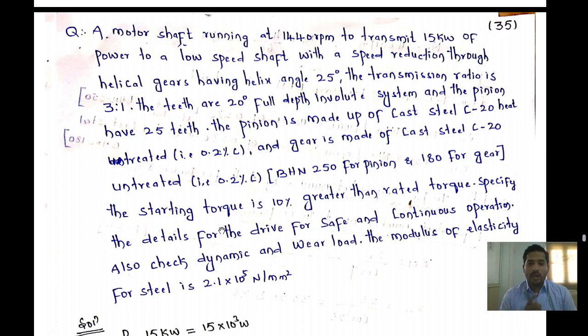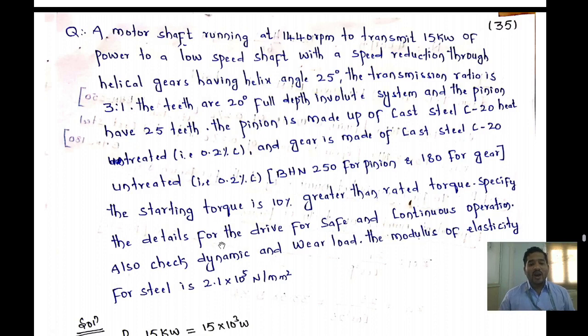The number of teeth on the pinion, Z1, is given as 25. The pinion is made of cast steel C20 treated, 0.2% carbon, and the gear is made of cast steel C20 untreated, 0.2% carbon, with Brinell hardness number 250 for the pinion and 180 for the gear.